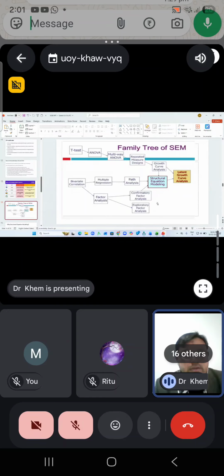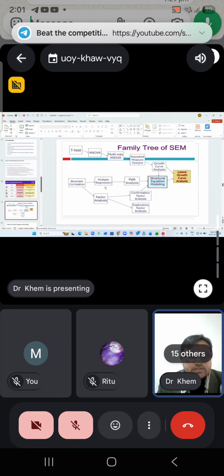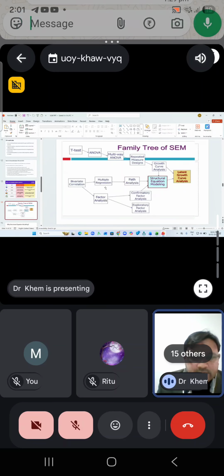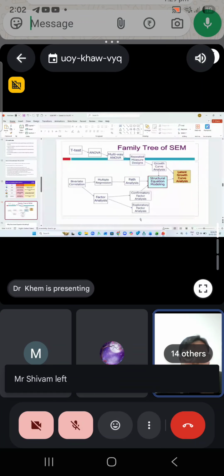When we are talking about this, does anybody know why we apply the t-test? Because the maximum number of participants here are research scholars and a few are faculty members. Can anybody tell me why we apply the t-test?